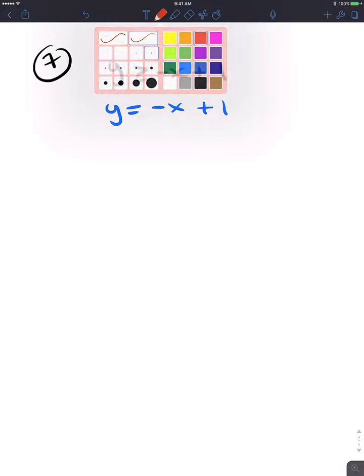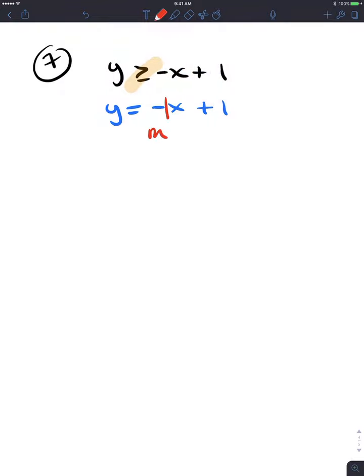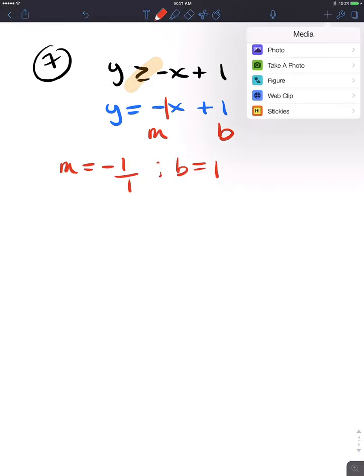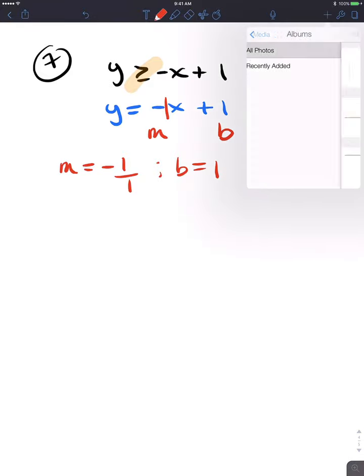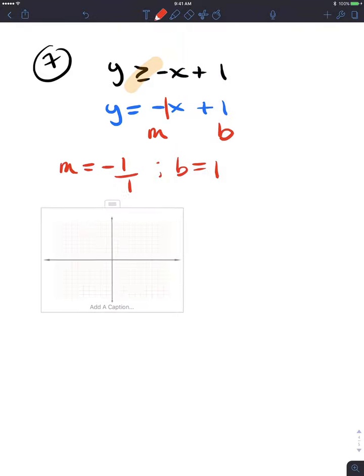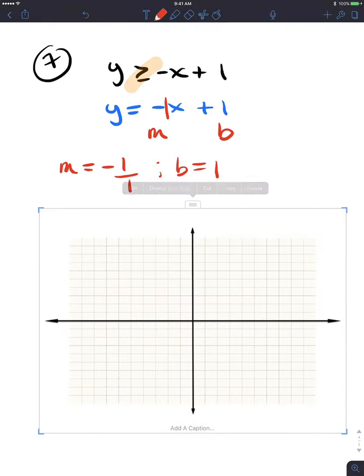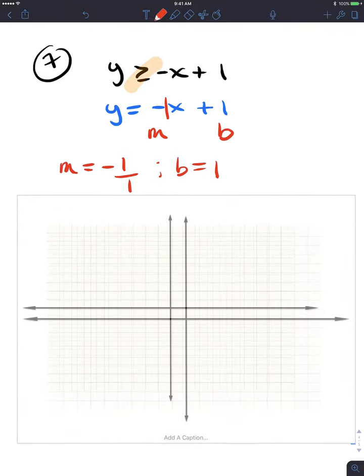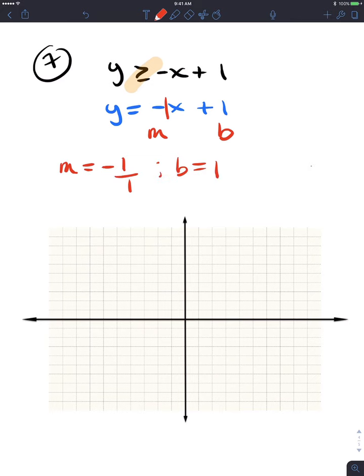We first start by graphing m and b. M is negative 1 over 1, and b is 1. We need a graph. We're going to start first by plotting our y-intercept, and our y-intercept again is at positive 1 right here. This is our y-intercept.